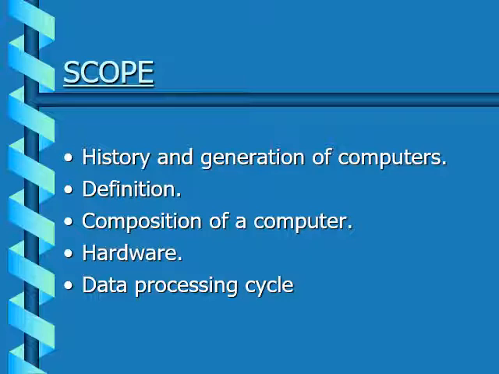Another thing, we're going to define some few terms that talk about computing, the composition of computers, as well as hardware and software. I wouldn't want to just talk about hardware without talking about software as well. And then there's what we call the data processing cycle. How does data get processed within a computer? How do we get information? What stages does it pass through? So we have to have an appreciation of that.